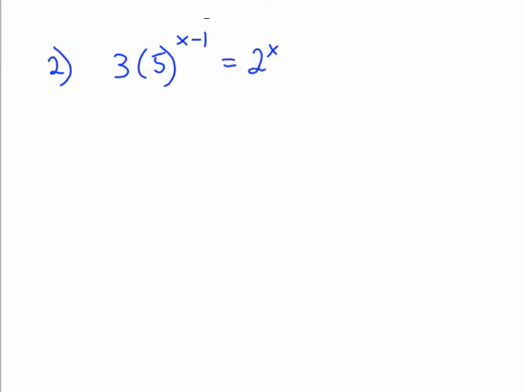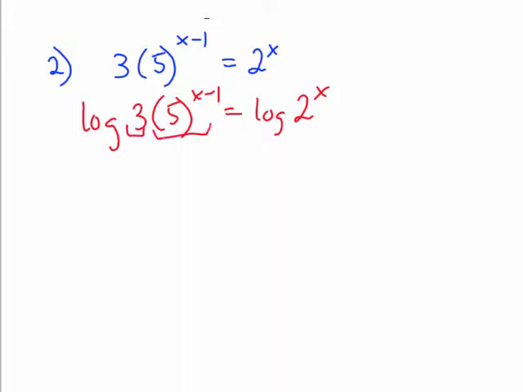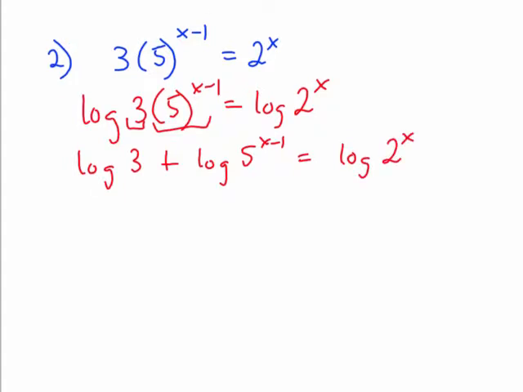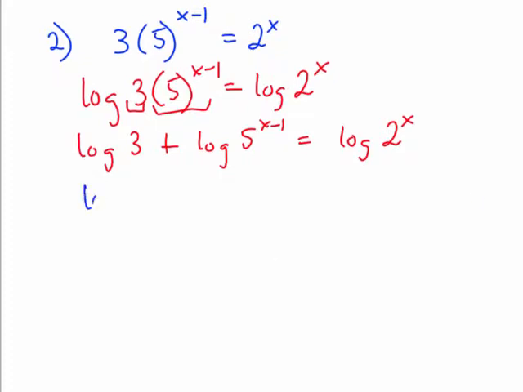So I'm going to begin by taking the log of both sides, and now on the left I have a product of two things, and so I can break that up as the log of 3 plus the log of 5 to the x minus 1. Remember, these are base 10 logs I'm using because eventually I'm going to have to resort to the calculator, likely. And with logs I can bring the exponents down in front because that's a property of logs.